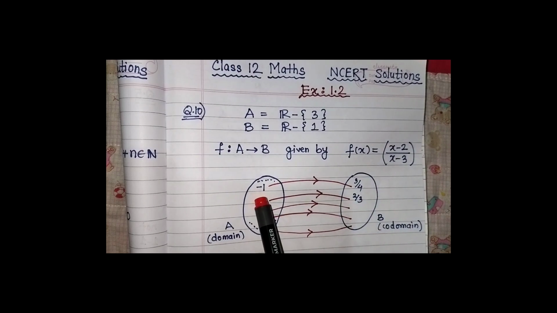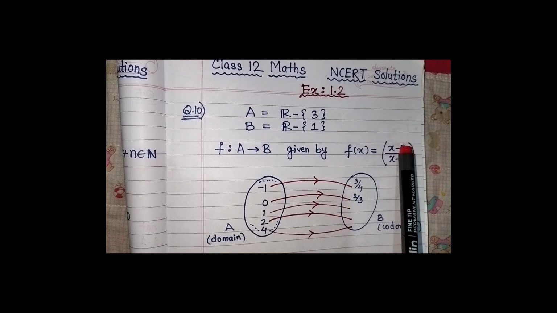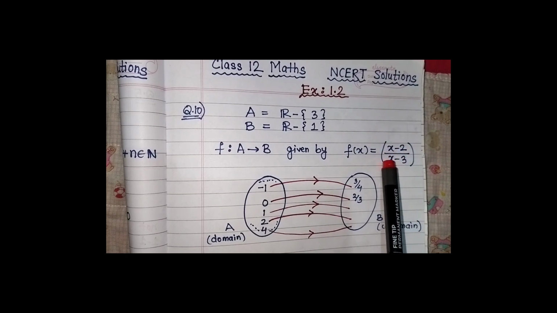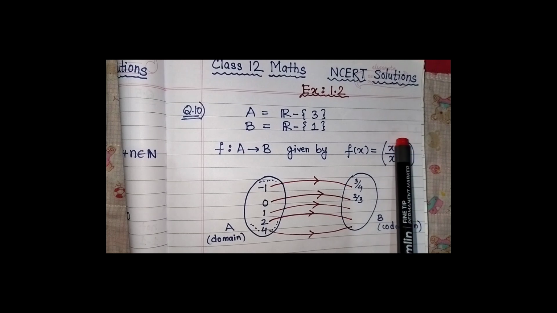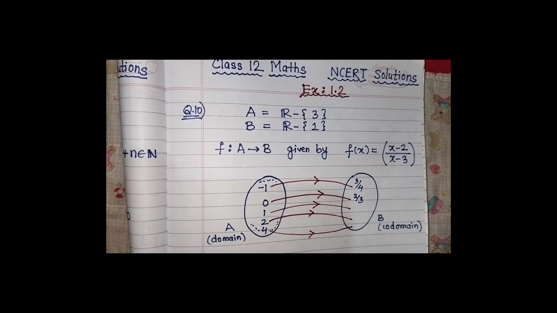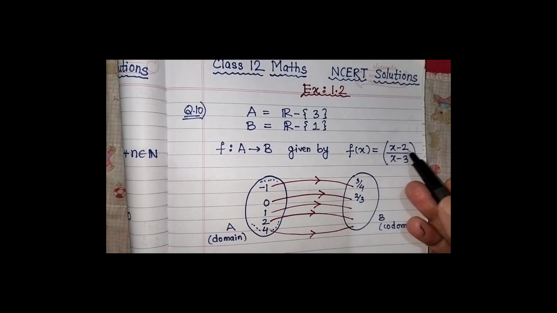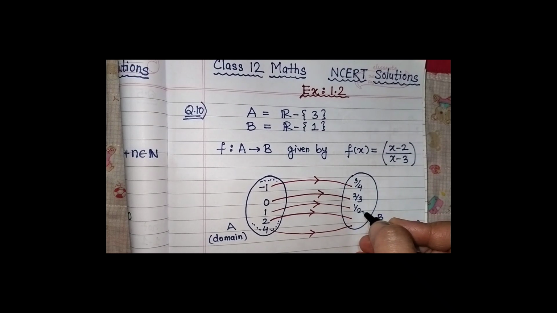So like if you put -1 in the function, then -1 minus 2 will be -3. In the denominator it is -1 minus 3, so it is -4. That minus gets cancelled, you will get 3/4. So like this you have to do all other mappings. So for 0 it will go to 2/3. For 1 where it will go, just do the calculation. 1 minus 2 and 1 minus 3. 1 minus 2 will give you -1 and 1 minus 3 will give you -2. So the minus gets cancelled, so it is 1/2.